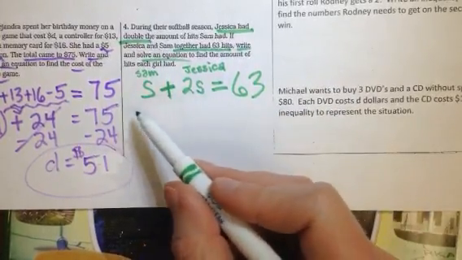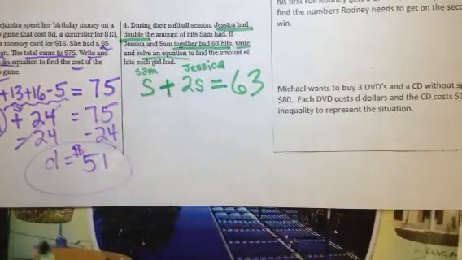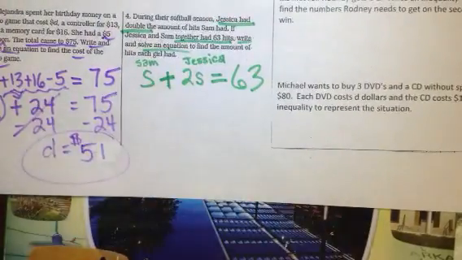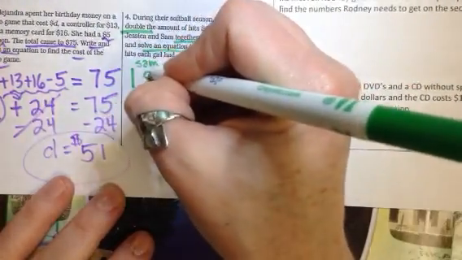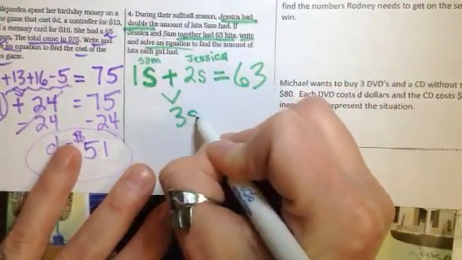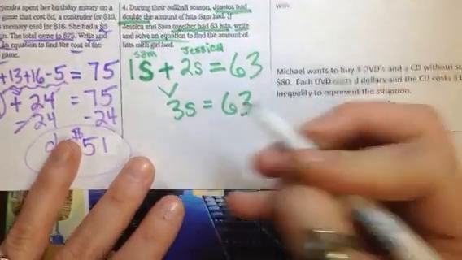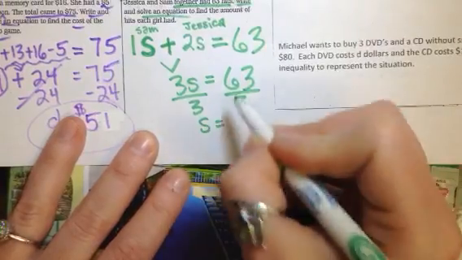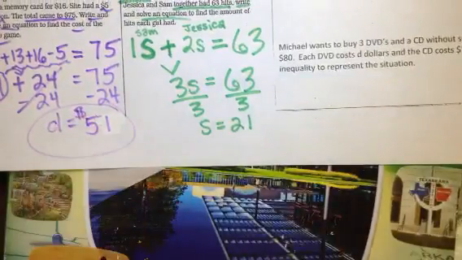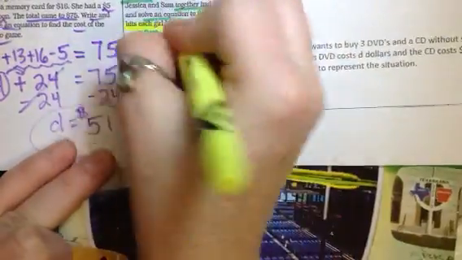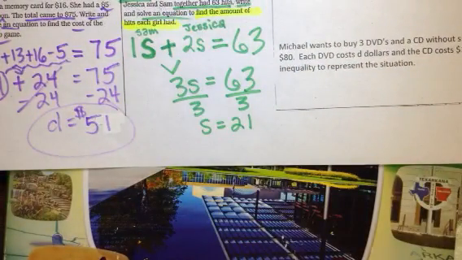Whenever I have the same variable in different spots on the same side of the equals, I would want to combine these. So since this is a 1s and a 2s, I combine it to get 3s equals 63. They are multiplying by 3, so you divide by 3. S is 21. The question said find the amount of hits that each girl had. So I just don't solve the equation and then stop.